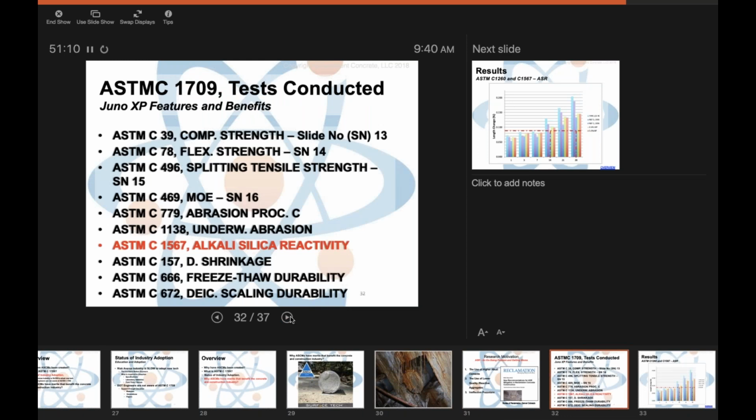Wonderful paper, by the way. And it's free online. Fantastic paper. All the conclusions are right in the front. So let's go into some ASTM C1567, a great test. We're also doing the 1293, but I like this because it really shows that rapid growth over time. And with the Juno XP, these are just some of the tests that Surface Tech had us run to elucidate or illustrate the benefits that Juno XP could bring through this ASTM C1709 evaluation. Next slide, please.